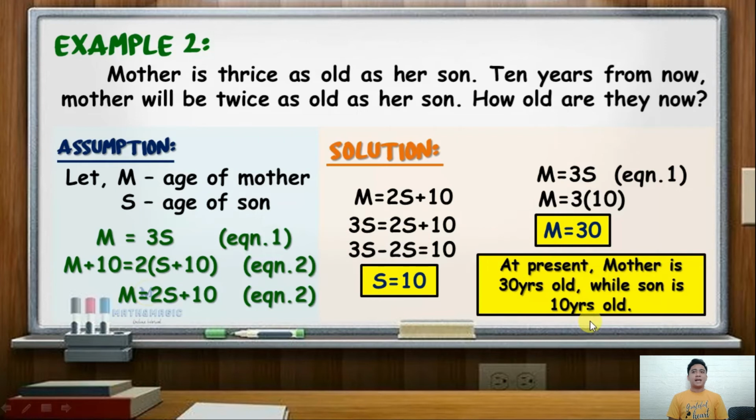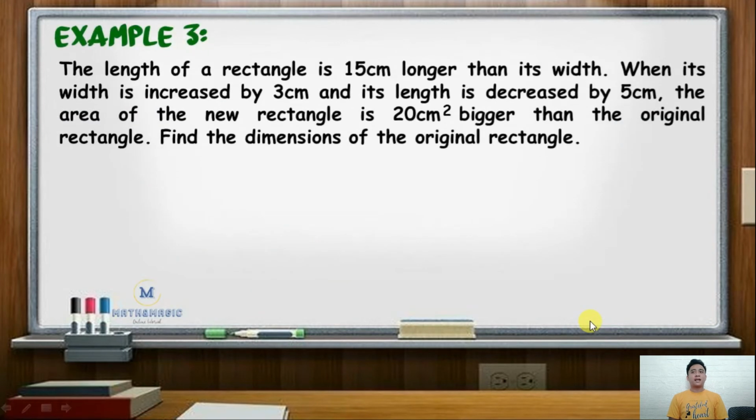For our third example, a geometric relation problem, the length of a rectangle is 15 centimeters longer than its width. When its width is increased by 3 centimeters and its length is decreased by 5 centimeters, the area of the new rectangle is 20 centimeters squared bigger than the original rectangle. Find the dimensions of the original rectangle. For problems like this, it's better to have an illustration.